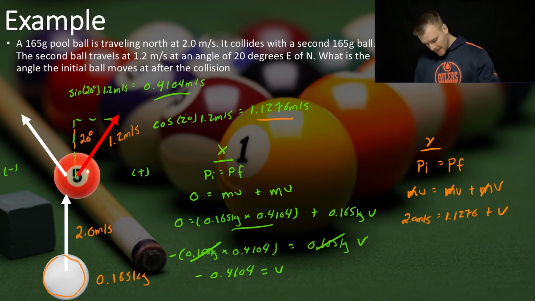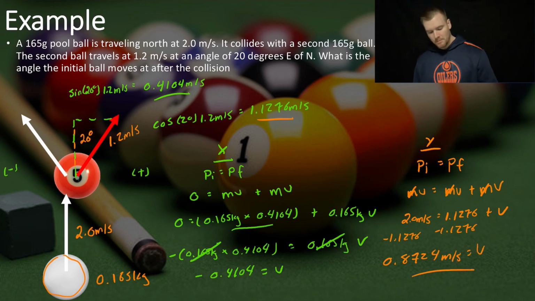So now I'm just going to minus the 1.1276, 2.0 minus 1.1276, and I'm getting a number there of 0.8724 meters per second for the white ball's velocity in y. Just to clear up space, I'm going to wipe out all that work except for those 2 final numbers so we can get our final answer for an angle.